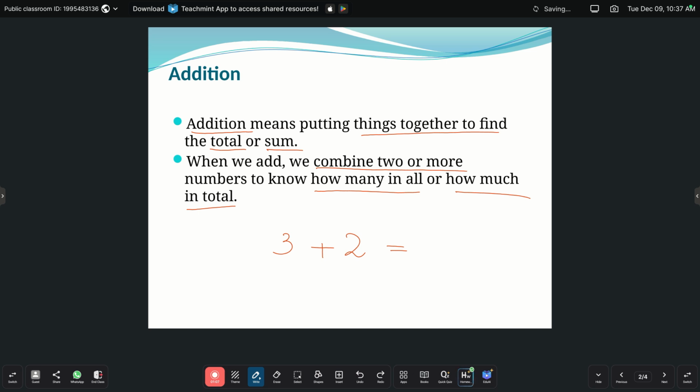So let us add them, let us combine them. I have 3 balloons and I got 2 more balloons from my sister. How many balloons do I have now? I have 5 balloons.